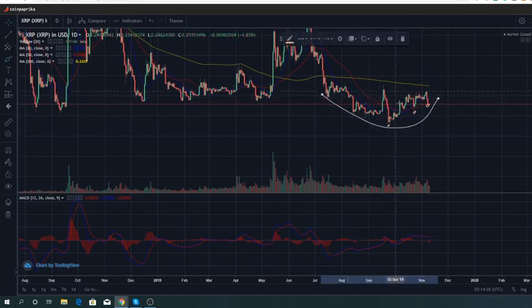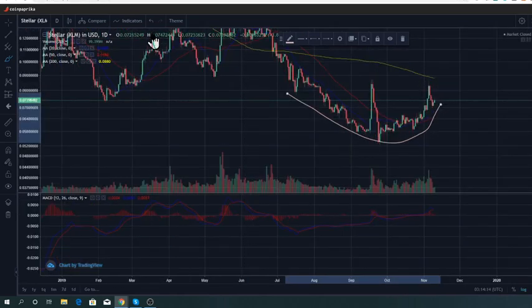If we look here, we had a pump, then it crashed back, creating a new low. If we look at Stellar, it's the same. It went up, then crashed back, making a new low. Now slowly moving up, then a sudden pump, but that was resisted by the 200-day moving average.